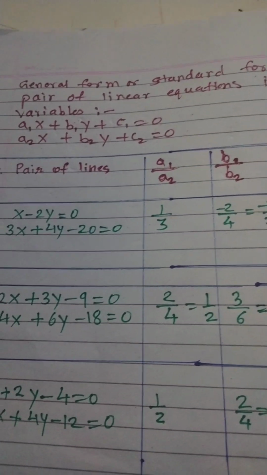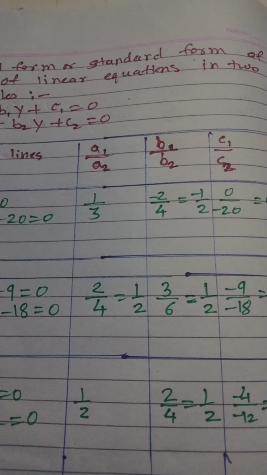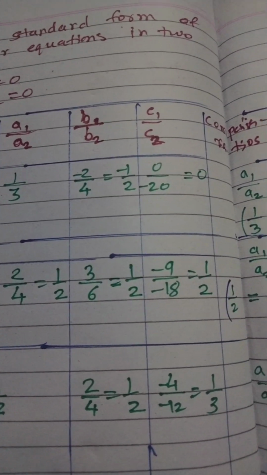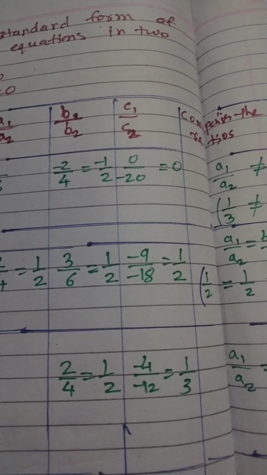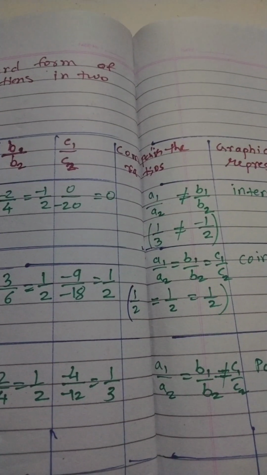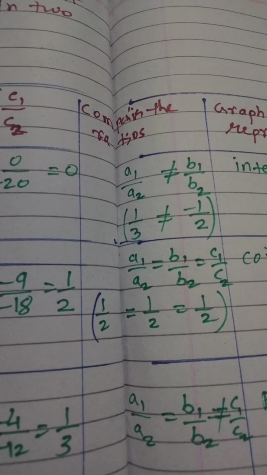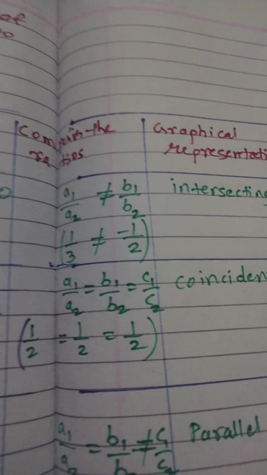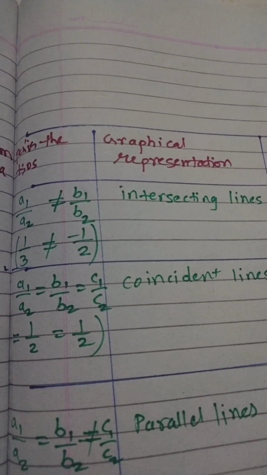a1 upon a2 is equal to 1 upon 3. b1 upon b2 is equal to minus 2 upon 4, which is equal to minus 1 upon 2. And c1 upon c2 is equal to 0 upon minus 20, which is equal to 0. So now, comparing the ratios, we get a1 upon a2 is not equal to b1 upon b2, that is, 1 upon 3 is not equal to minus 1 upon 2.